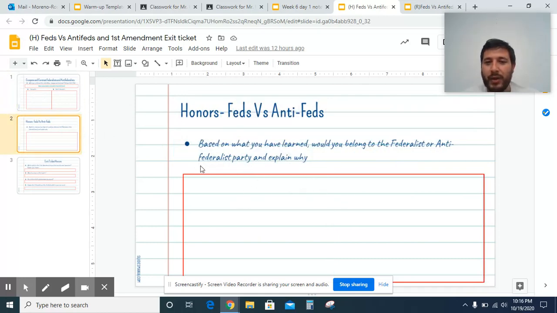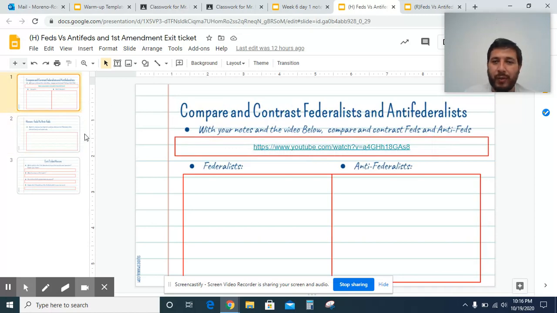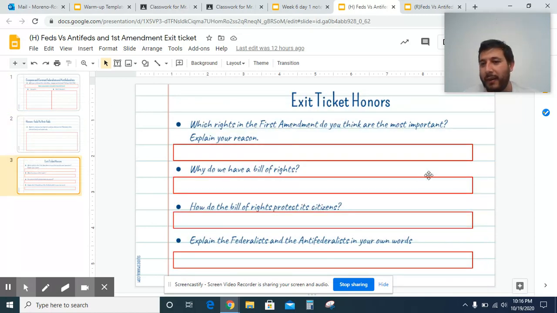Which party would you be in? Would you be in the Federalist or in the Anti-Federalist? So, this is a good video. Just watch the video and you should be okay. And then the last part of your exit ticket. The first question says, which right of the First Amendment do you think is the most important? So remember, there's 5. But which one do you think is the most important of all 5 of them?